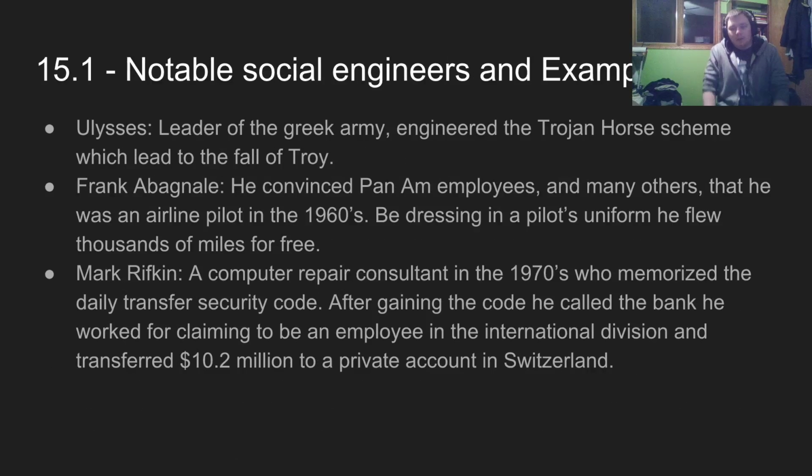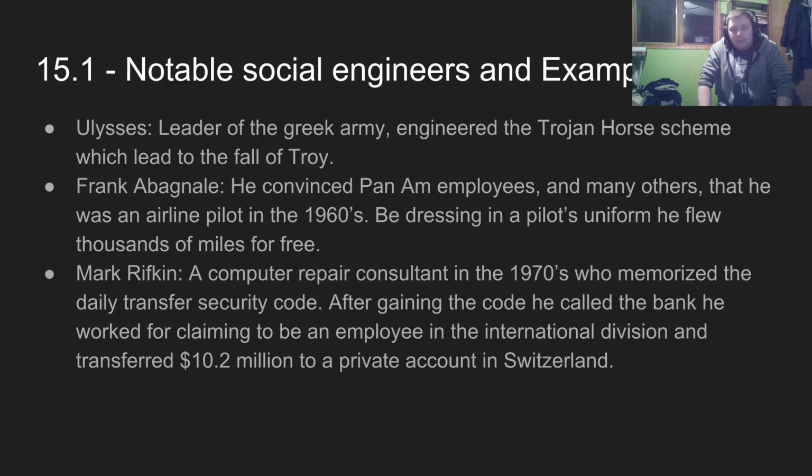Notable social engineers and examples. Ulysses, leader of the Greek army, engineered the Trojan horse scheme, which led to the fall of Troy. That's a pretty famous one. Frank Abagnale, he convinced Pan Am employees and many others that he was an airline pilot in the 1960s. He dressed as a pilot, uniform and all, and he flew thousands of miles for free when he was young, just a teenager.